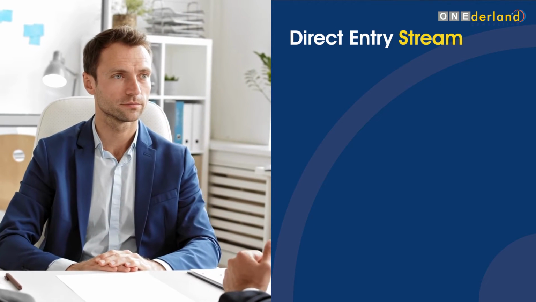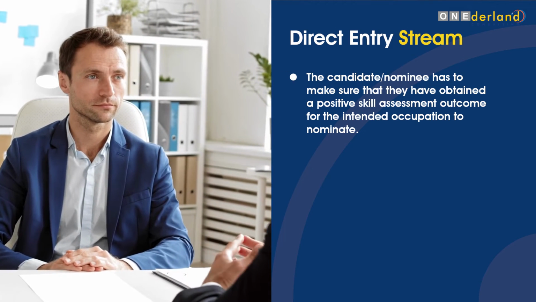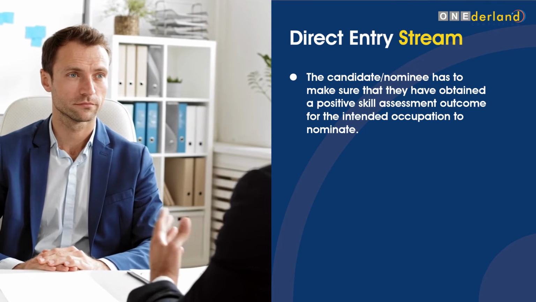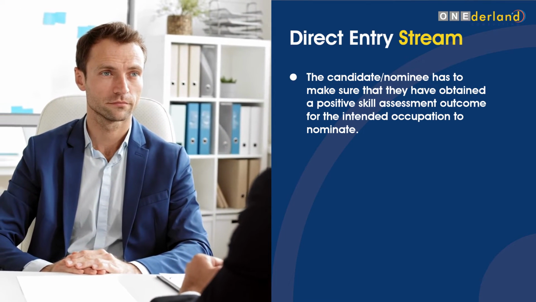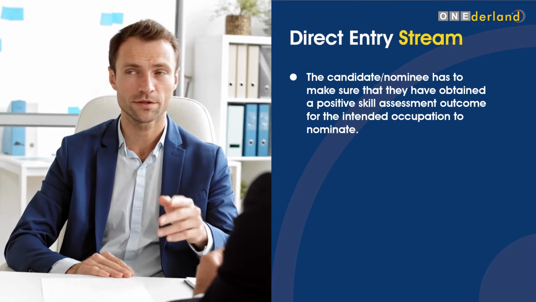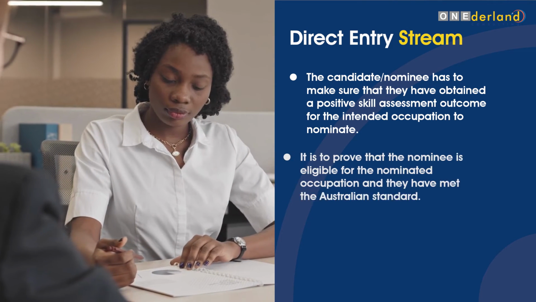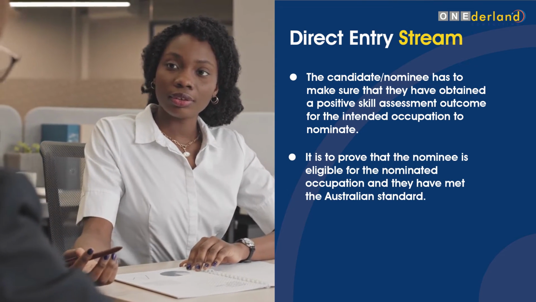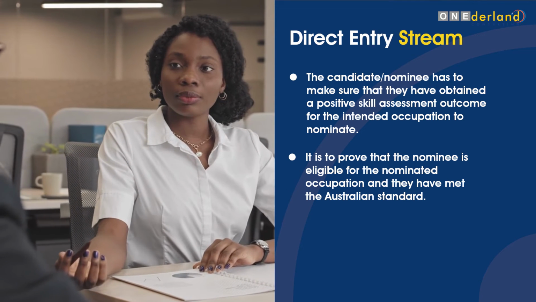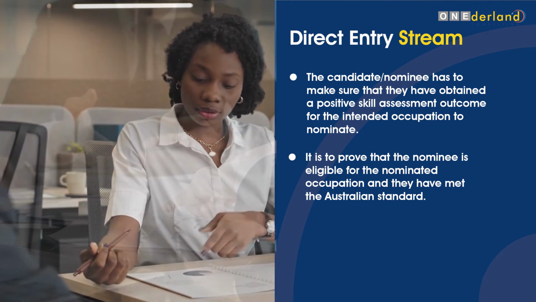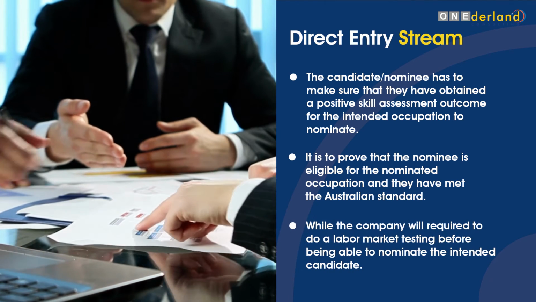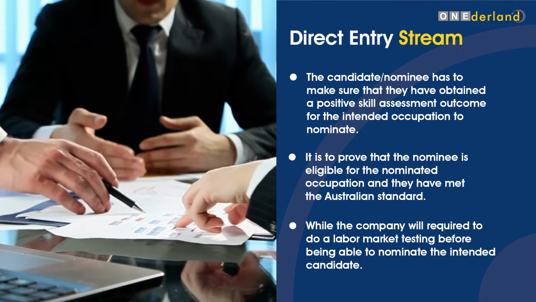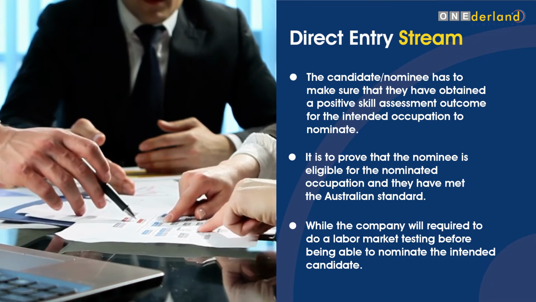For this stream, the candidate or the nominee has to make sure that they have obtained a positive skill assessment outcome for the intended occupation to nominate. It is to prove that the nominee is eligible for the nominated occupation and they have met the Australian standard, while the company will be required to do labour market testing before being able to nominate the intended candidate.